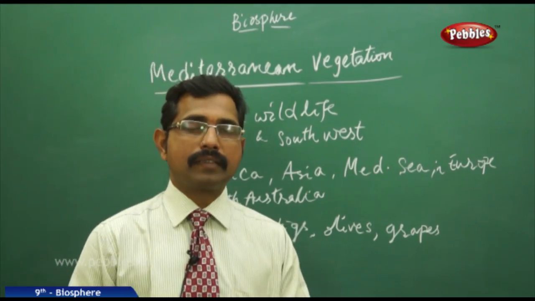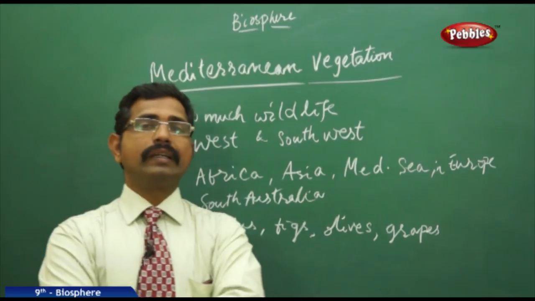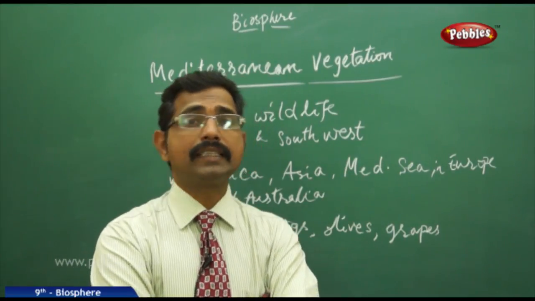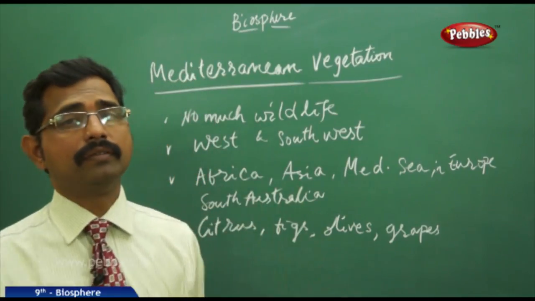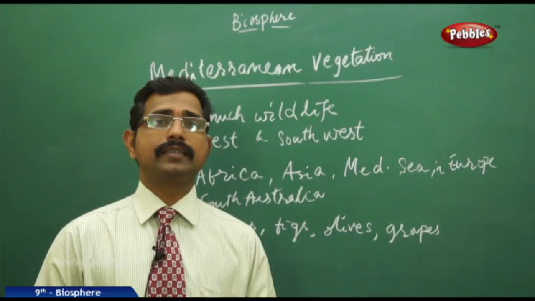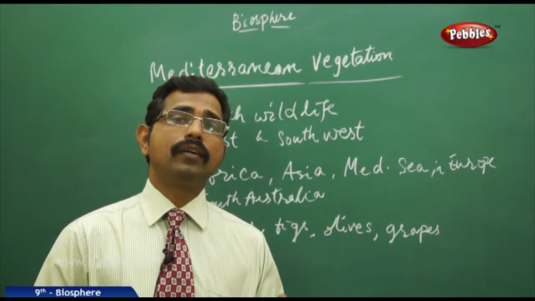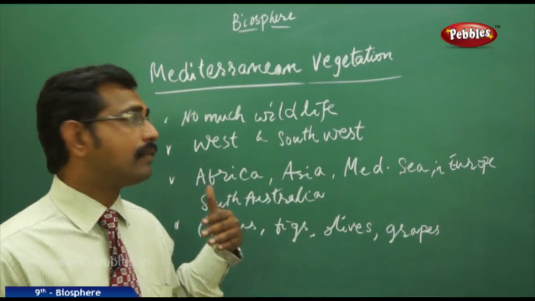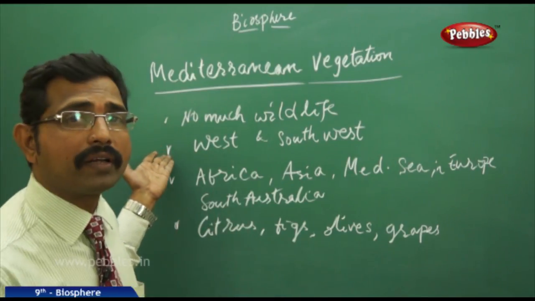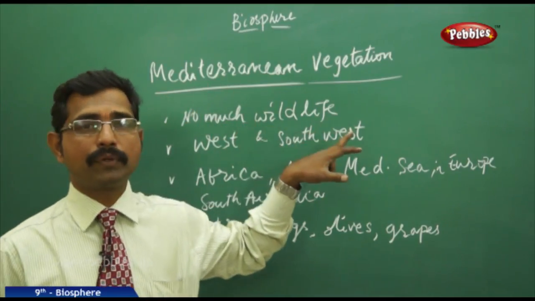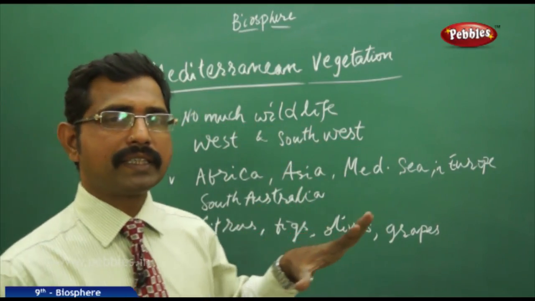Yeah, as we discussed, the evergreen forests usually occupy the north part and northeast part of the continents. Similarly, we have the opposite directions, like west and southwest. In the southwest and west parts of the continents, usually you observe Mediterranean vegetation. What is this Mediterranean vegetation?